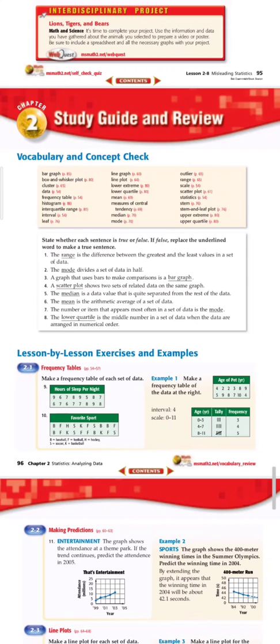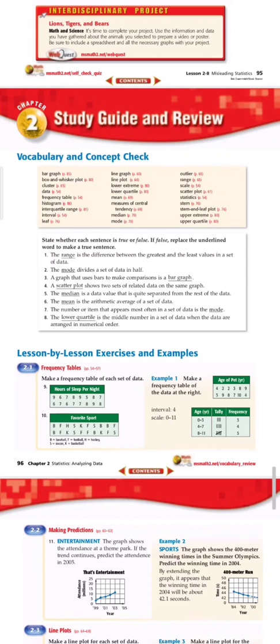7. The number of items that appear most often in a set of data is the mode. 8. The lower quartile is the middle number in a set of data when the data are arranged in numerical order. Exercises and examples.